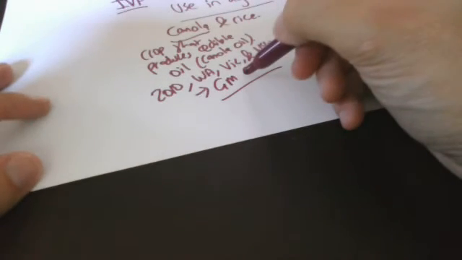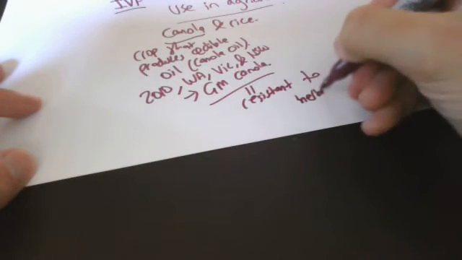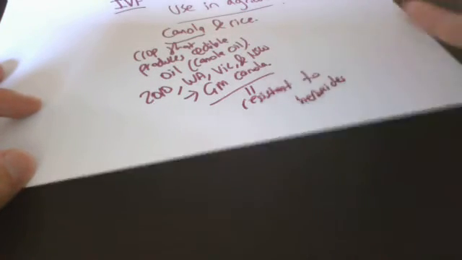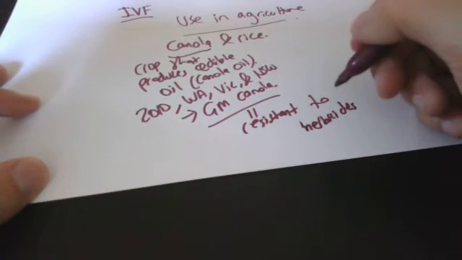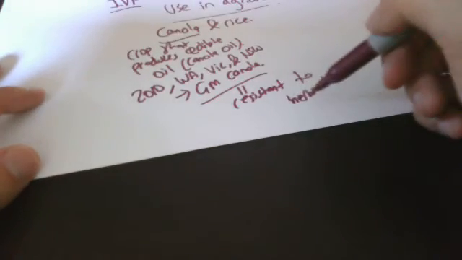Now, how is it genetically modified? Well, it's basically resistant to herbicides. What are herbicides? They're used to basically draw away insects for plants, so they can grow properly. Resistant to herbicides that are used to control weeds.